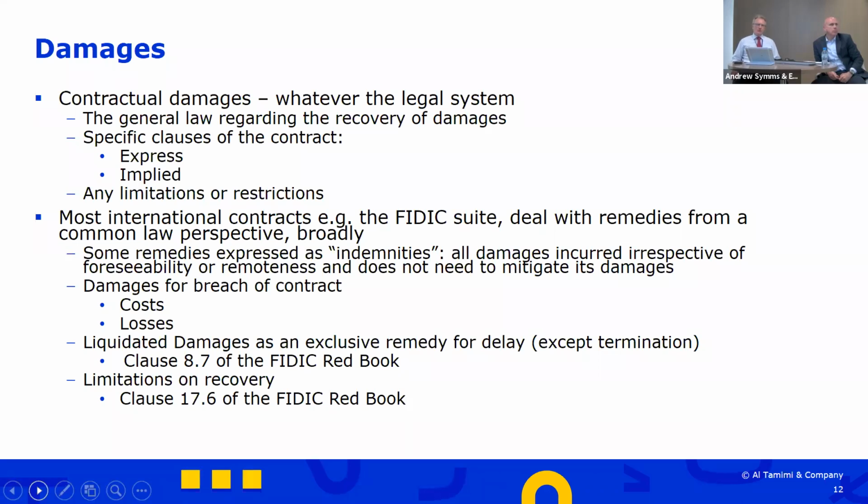The next point I wanted to make, and I make this as an Australian lawyer pointing the finger at my British colleagues, is the distinction between what are costs and losses. Both of those fall under the head of damages, but they are two quite distinct things. In a lot of the English cases, the distinction isn't really drawn.